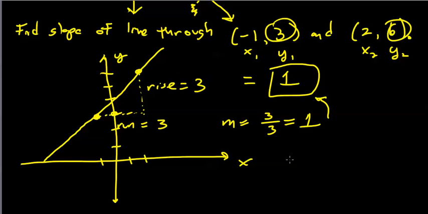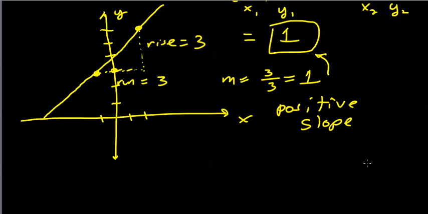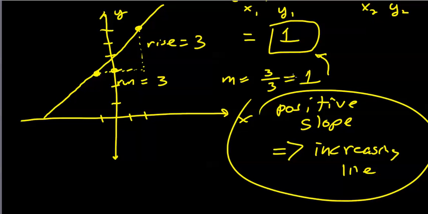Notice 1 is a positive number. And it's no accident that when you've got a positive slope, you've got an increasing line, and by that I mean increasing left to right. Positive slope, increasing line. Negative slope, decreasing line, decreasing left to right. Positive slope, increasing line. Again, increasing means increasing from left to right. Okay?